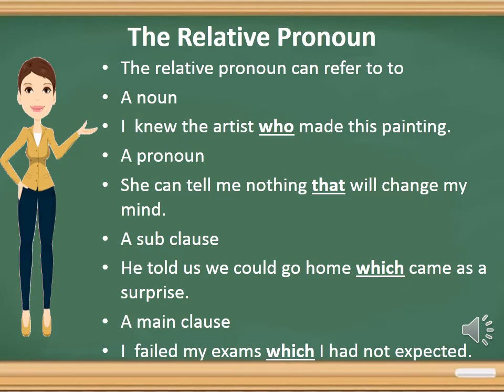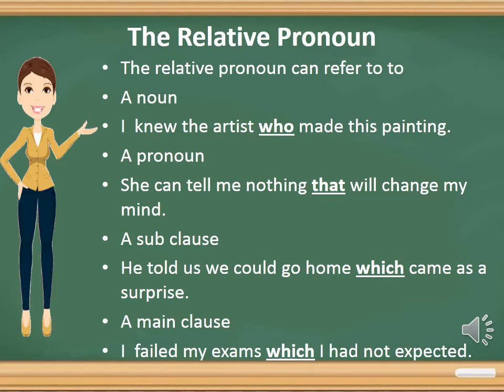A relative pronoun can refer to a noun. Example: I knew the artist who made this painting. The relative pronoun who is referring to the artist, which is a noun. A pronoun: she can tell me nothing that will change my mind.